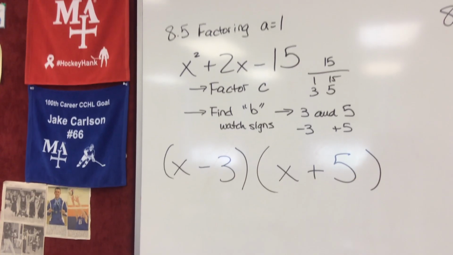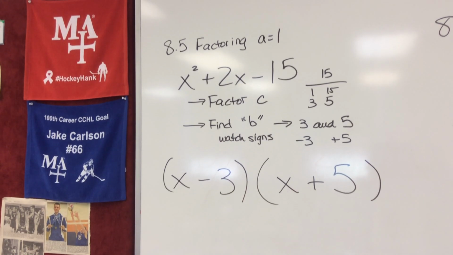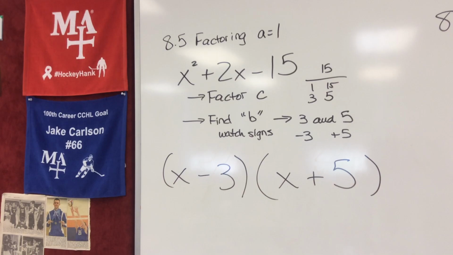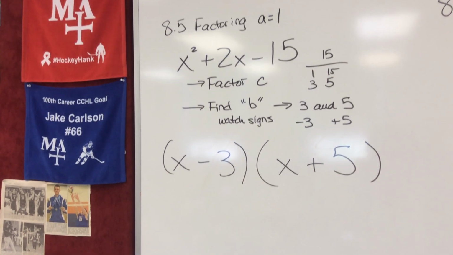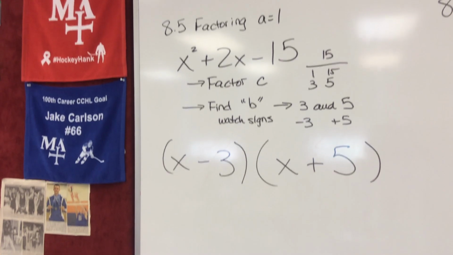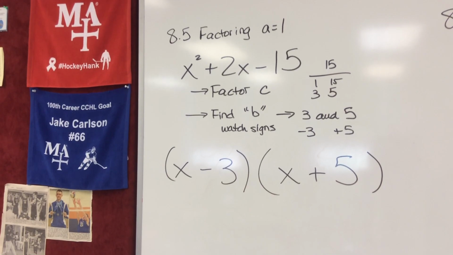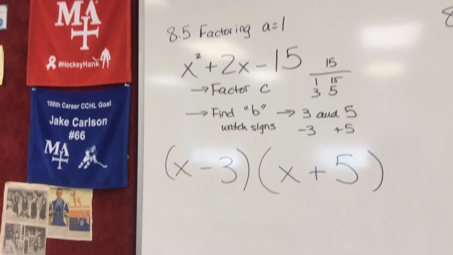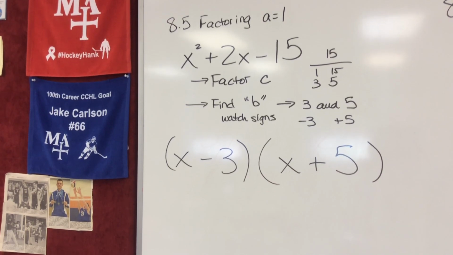We remember that c is a product and that b is a sum or a combination. So we need to factor c, factor that product of 15. We get 1 and 15, 3 and 5. And then we need to find b. We need to find what combination of those factors is going to give us our b value, which for this one is 2. So I have 1 and 15, that's not going to give me 2. But 3 and 5 will combine to give me 2.